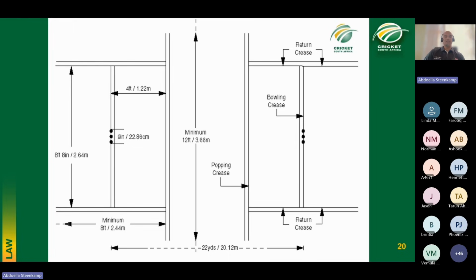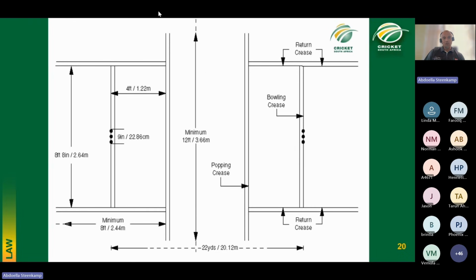Another tip about the measurements. There will be a diagram in your exam. Please take note of the arrows in your diagram. And what do I mean by the arrows? Follow where the arrow starts and where the arrow ends up. I'll give you an example. If the arrow on your popping crease starts here by the middle stump and goes this way, they're only looking for half the measurement of the popping crease, not the full one.